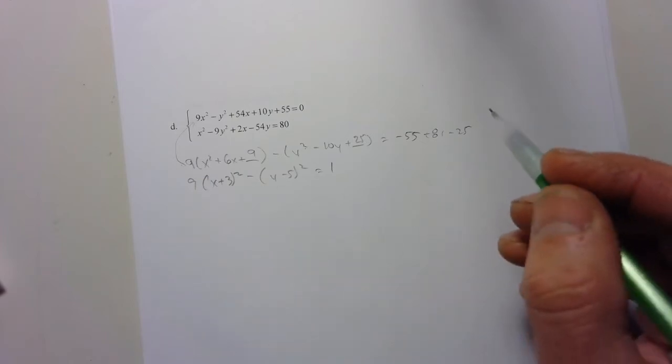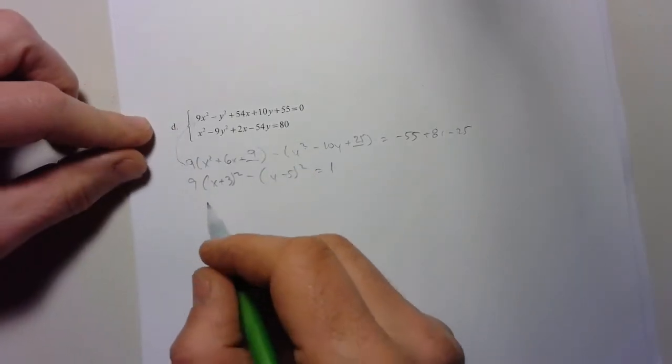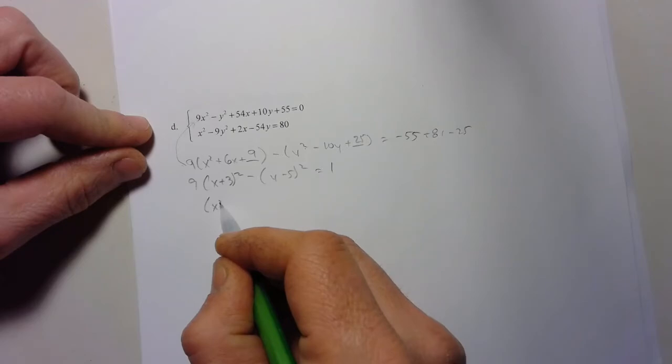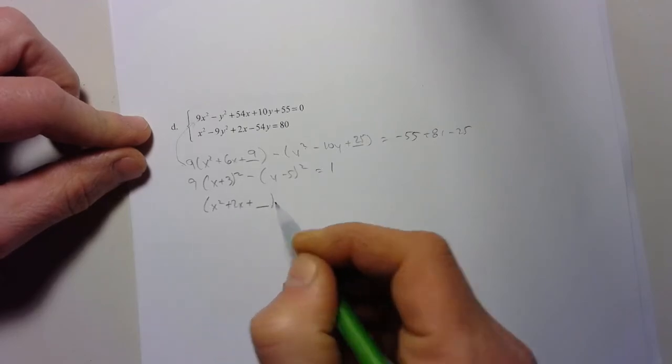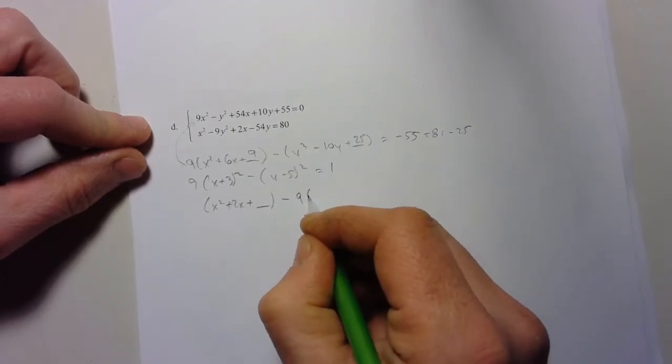If I look at that second equation there and do the same thing, I'd have x^2 + 2x + something, minus, taking out the negative 9.